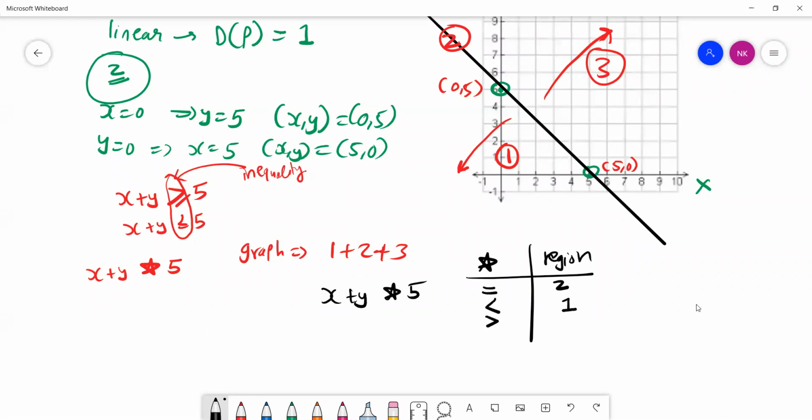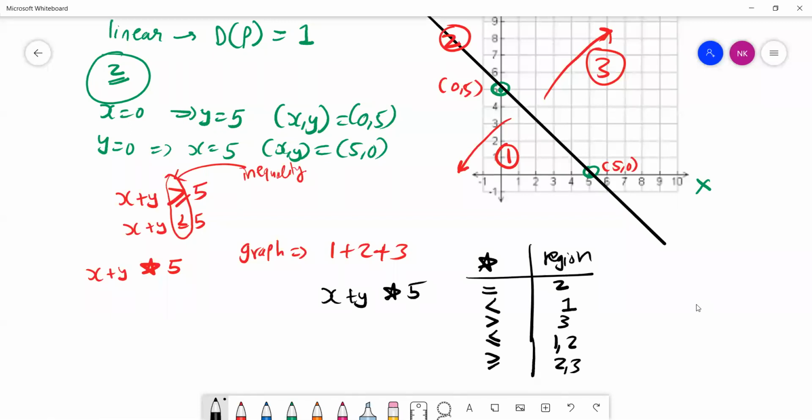Let's say my star value is greater than, that is x plus y greater than 5. Then it will be region number 3. Let's say my star value is less or equal to, that means x plus y less or equal to 5. So it will be region 1 and 2 combined. Why? Because less is 1 and equal to is 2. So 1 and 2 combined. And let's say my star is greater or equal to. So the equation will be x plus y greater or equal to 5. So my regions 2 and 3 will be combined.